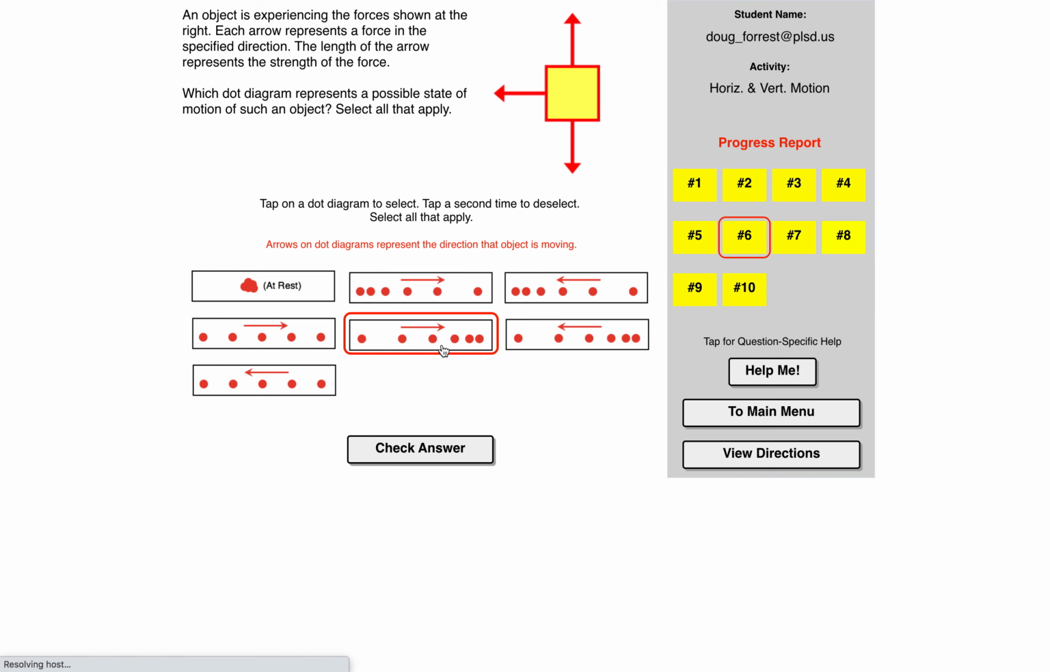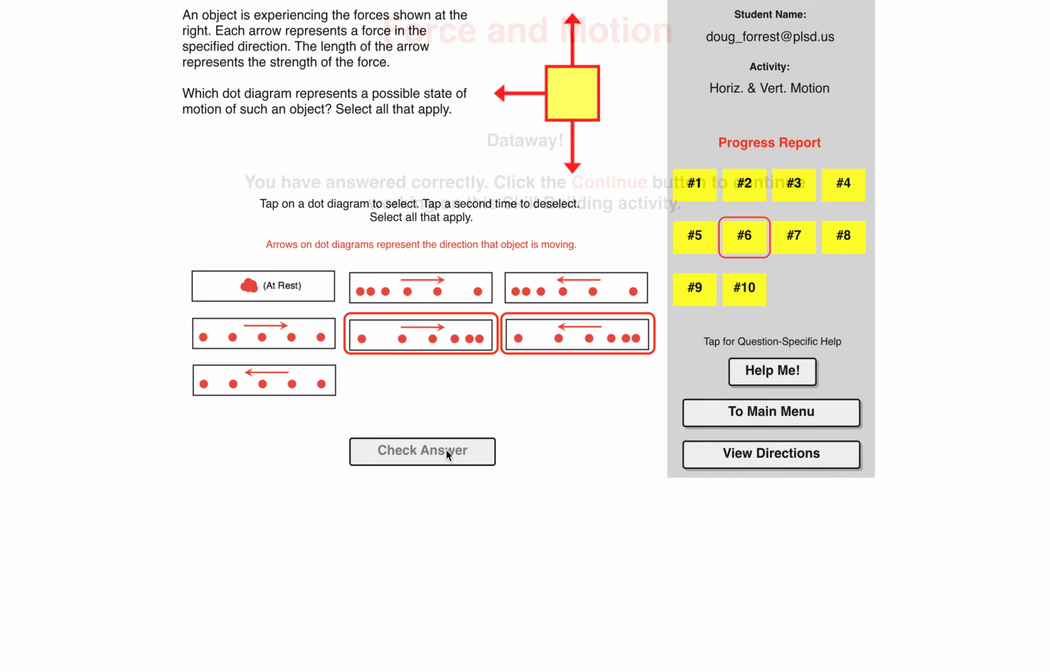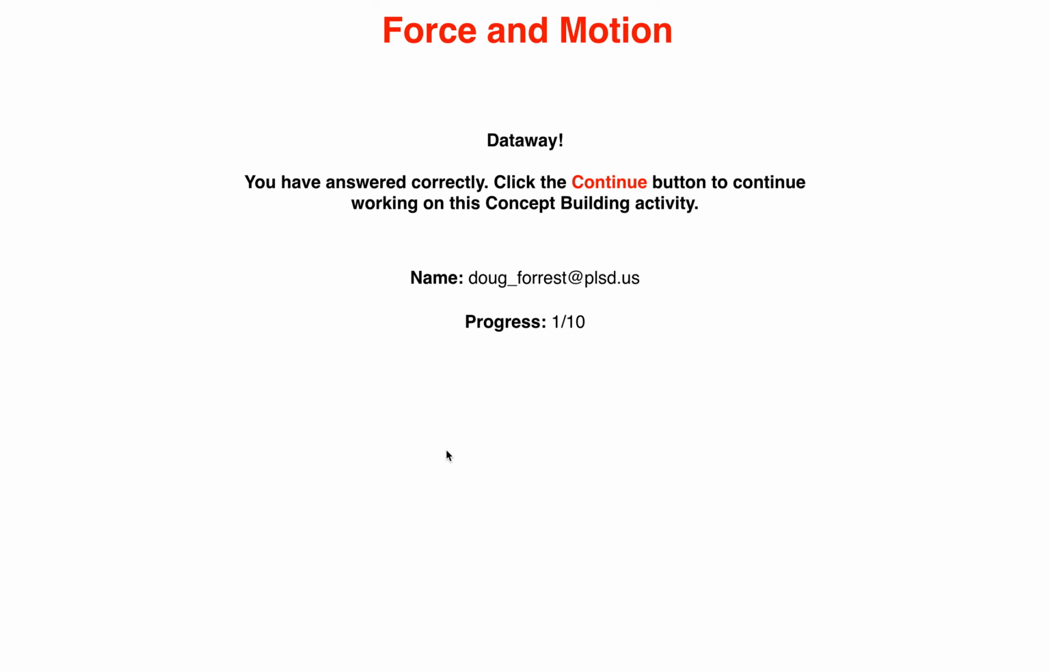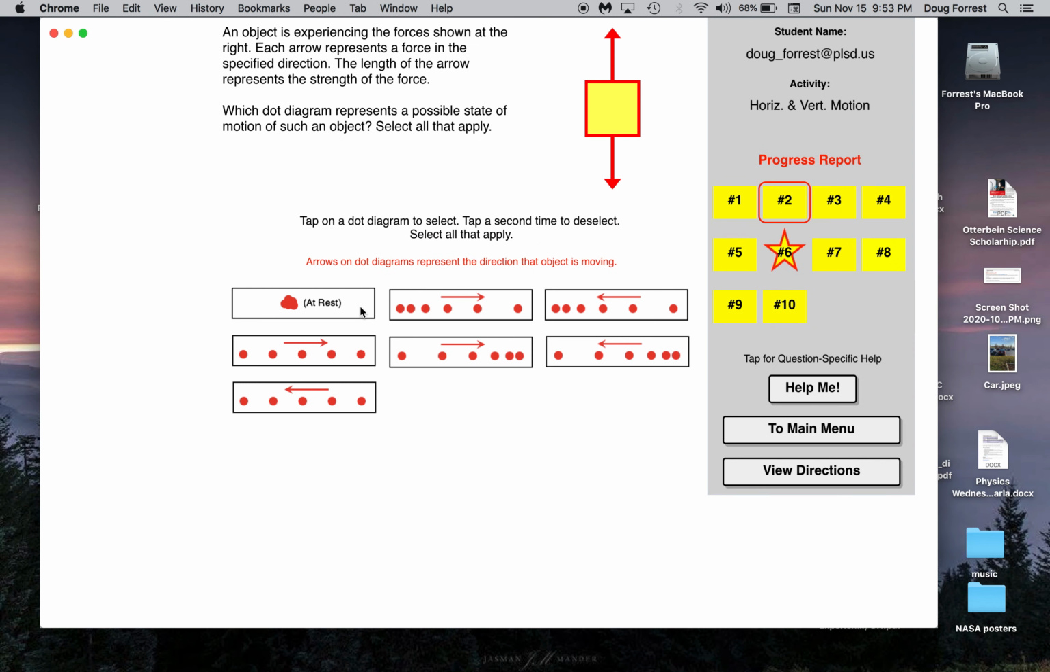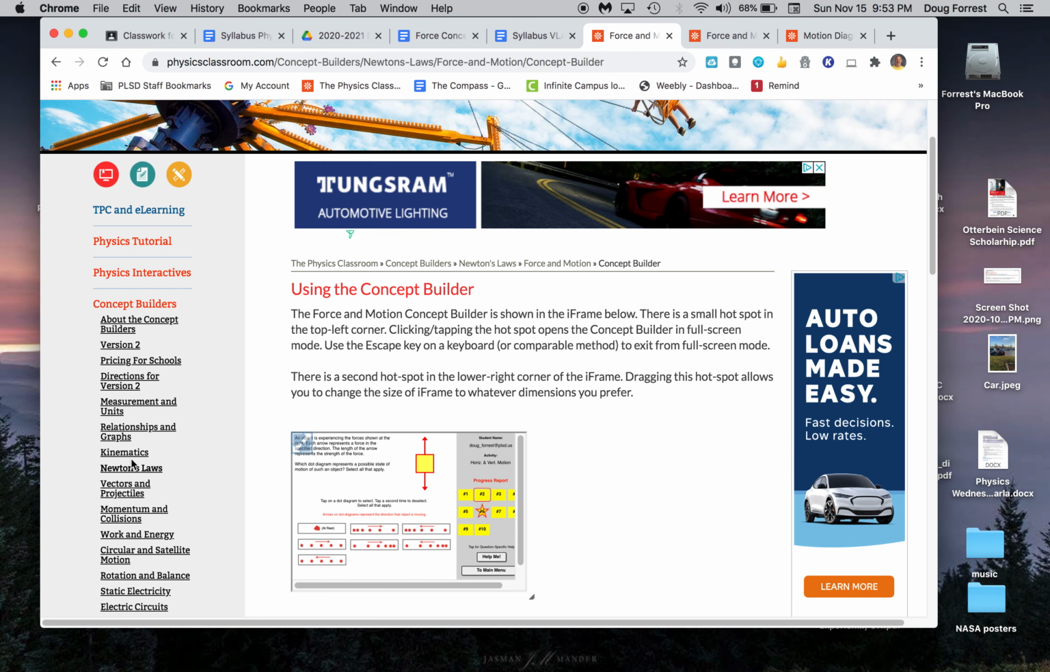This could be correct. Unbalanced force to the left, moving slower to the right. This could also be correct. Moving to the left, going faster and faster. Let's check that. Data away, baby. So I'm not going to go ahead and continue with this, but that's the example of how you would do things. So now I'm going to go back.